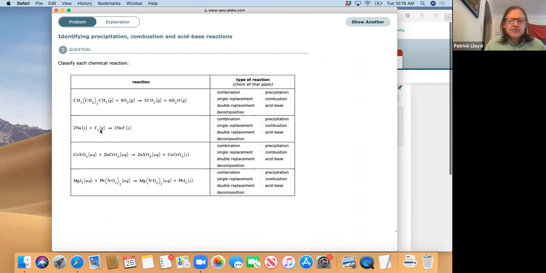Second one. Now this one is an interesting one. This is one we haven't really looked at. So take a look at it. You've got an element, sodium. Don't worry about the coefficients right now. Don't worry that that's a 2 and that's a 2. You can ignore those in terms of classifying reactions. An element plus an element to form a compound. So essentially what you're doing is you're taking simple things and putting them together to make a bigger thing, right? Does that make sense?